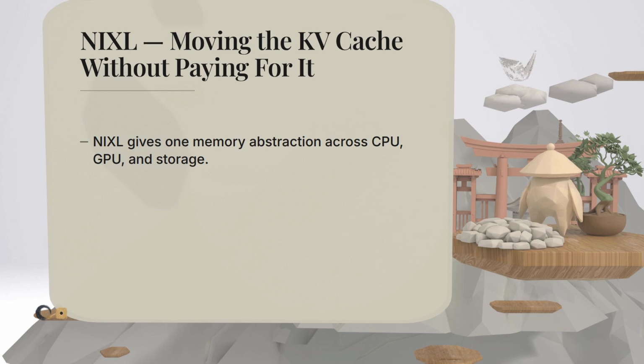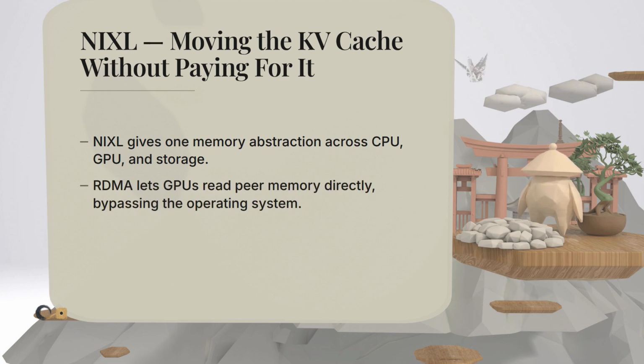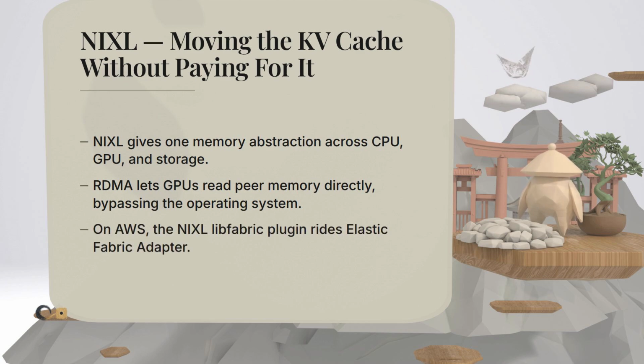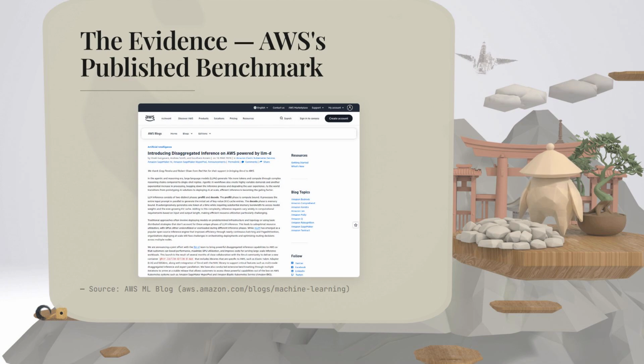That is the job of NIXL, the NVIDIA Inference Xfer library. NIXL provides a memory abstraction layer that spans CPU memory, GPU memory, and storage backends, and it moves KV cache tensors point to point using RDMA, Remote Direct Memory Access. So a decode GPU can read the prefill GPU's memory directly, bypassing the operating system entirely. On AWS, NIXL's libfabric plugin rides the Elastic Fabric Adapter for high-performance interconnect. In 2026, this is the standard transfer mechanism in both vLLM and NVIDIA Dynamo, which means the pattern is portable, not proprietary.